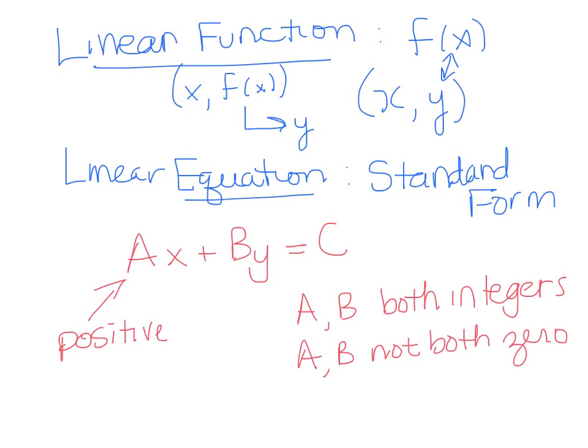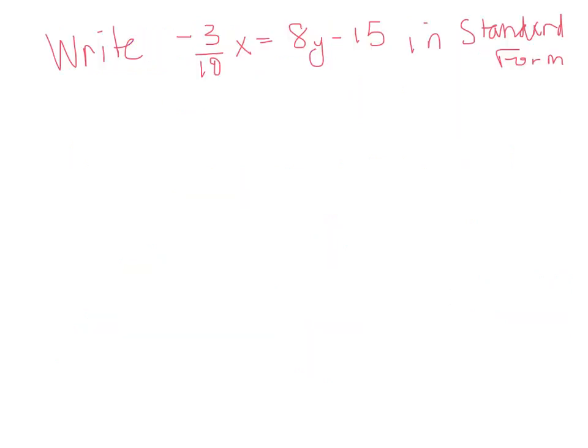Alright, so let's do a little practice with this. I'm going to take this linear equation and write it in standard form. So I want both the x and the y on the same side. Oh yeah, I've got a choice to make. Because of my negative 3 over 10, I don't want it to be negative. I could move everything to the right hand side, and that's okay. So let me do that.